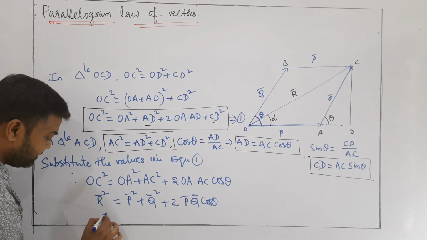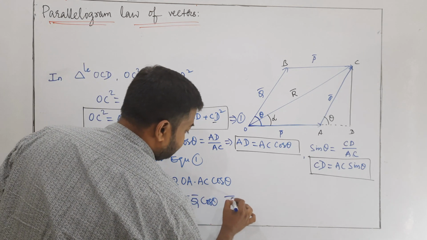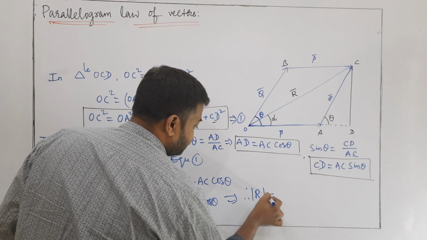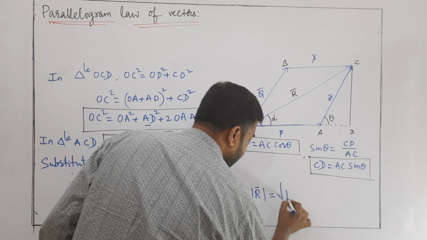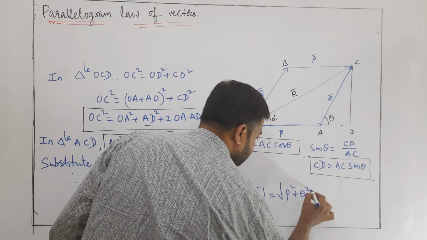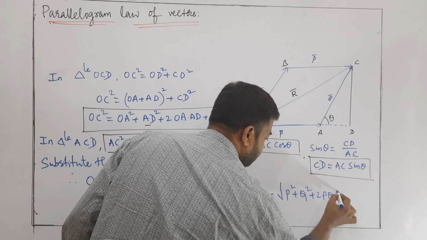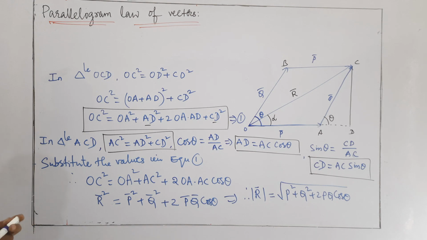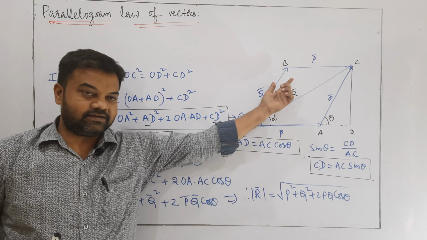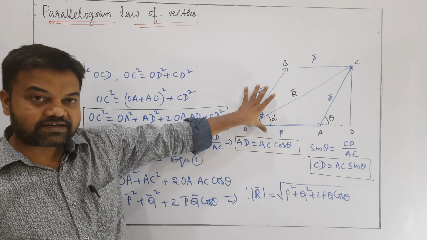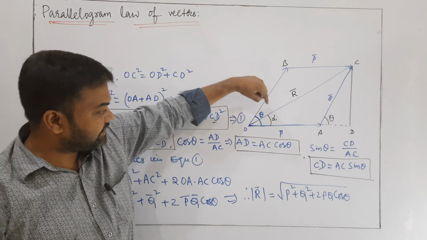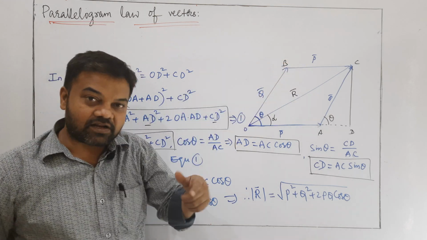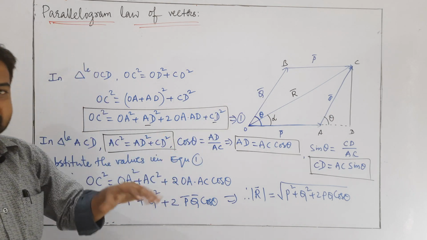Therefore R, that is the magnitude, is equal to root of P square plus Q square plus 2PQ cos theta. This is our final conclusion, that is the magnitude of the resultant. Because you know that when two vectors are acting at this point and the resultant is also drawn from this point, this resultant is also a vector which has magnitude as well as direction.